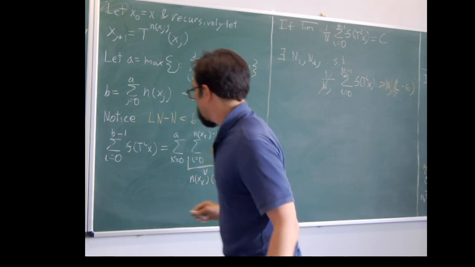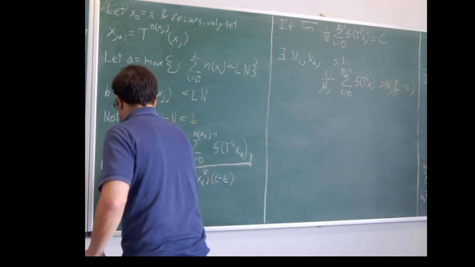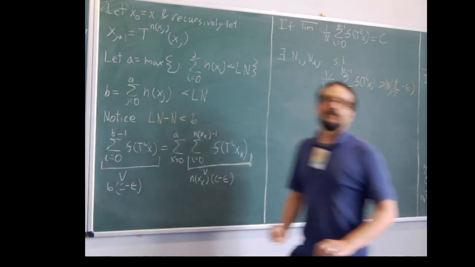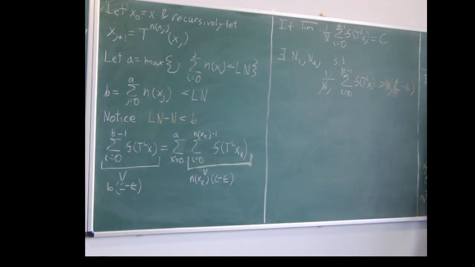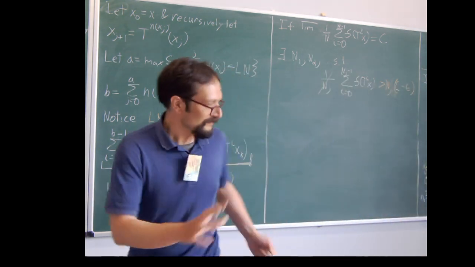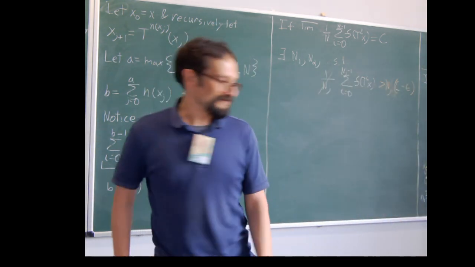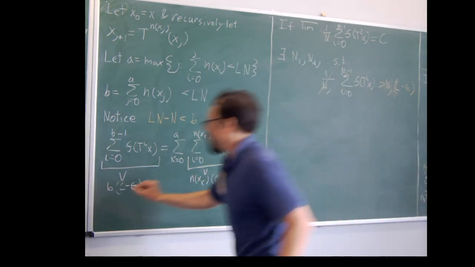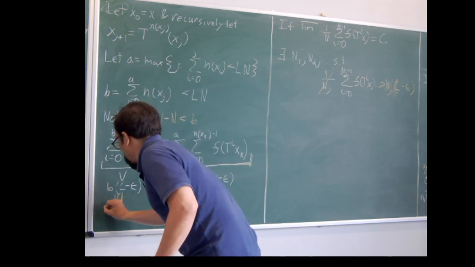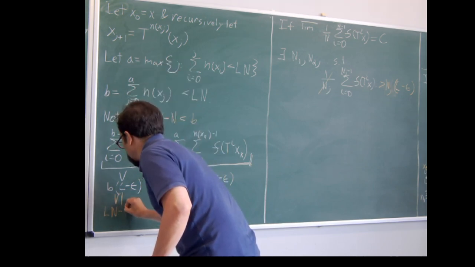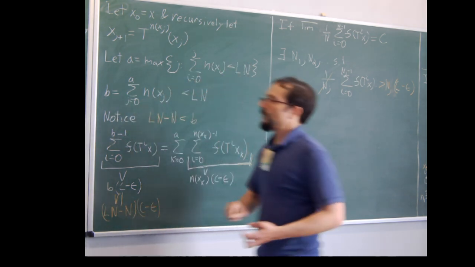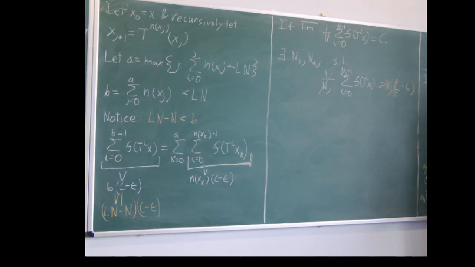So the whole thing now, what we get is that this is greater than B times c minus epsilon. Everybody okay with this? And in turn, this is going to be greater than or equal to ln minus n times c minus epsilon. Okay. Is everybody happy about this? Okay, and now we're basically done.